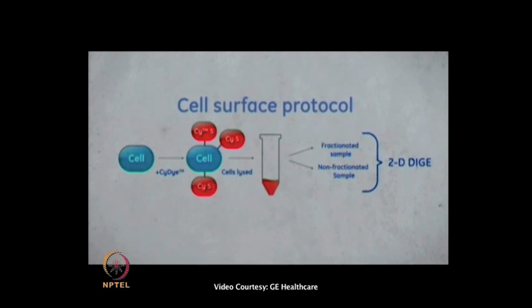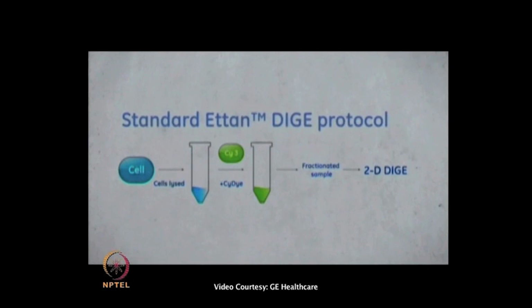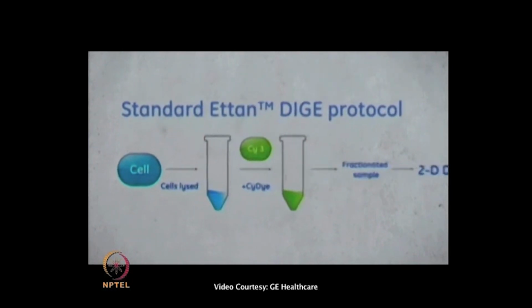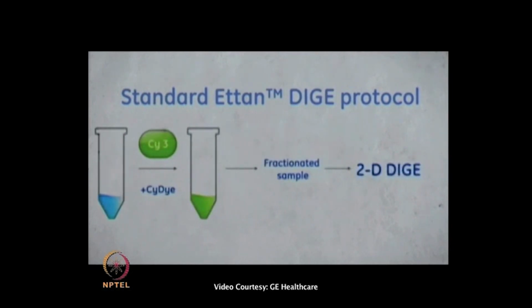for cell surface proteins. We also performed the standard DIGE labeling protocol, seen below. The cells are lysed before labeling, and in this way all cellular proteins are accessible for labeling. After the labeling step, the samples are subjected to 2D electrophoresis.